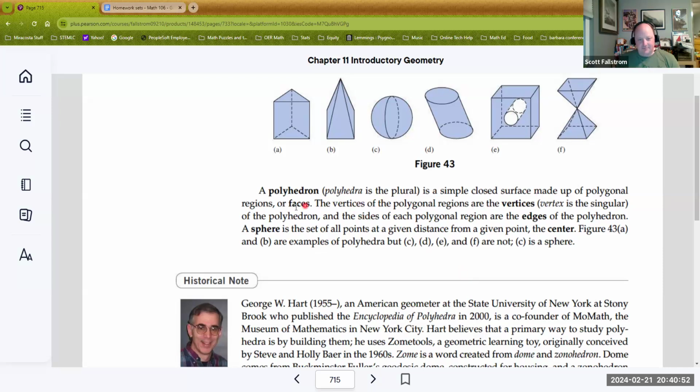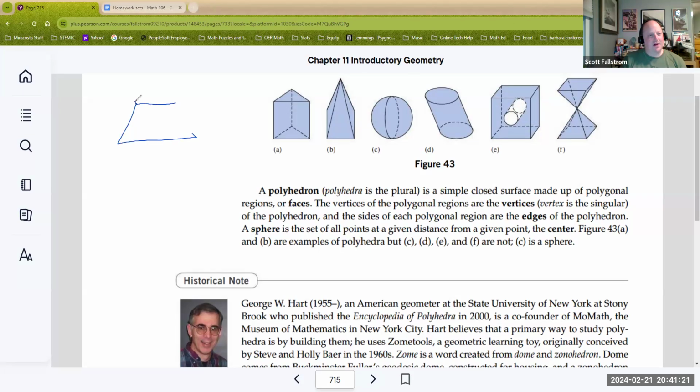Okay. Let's see here. So polyhedra: poly for many, and hedra for face or head. So the faces are kind of what you could sit on, in a sense. Vertices are, I love this: the vertices of the polygonal regions are the vertices of the polyhedra. What does that mean? Yes, I know. They really did a number on us here.